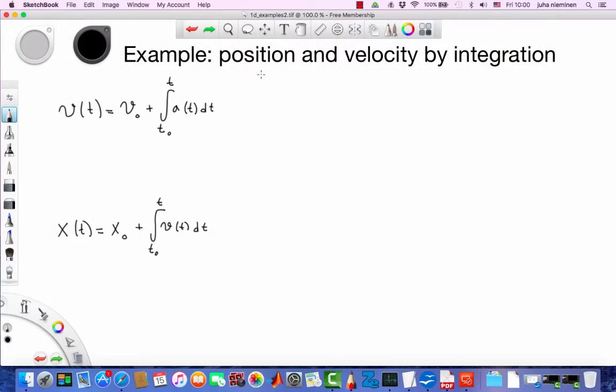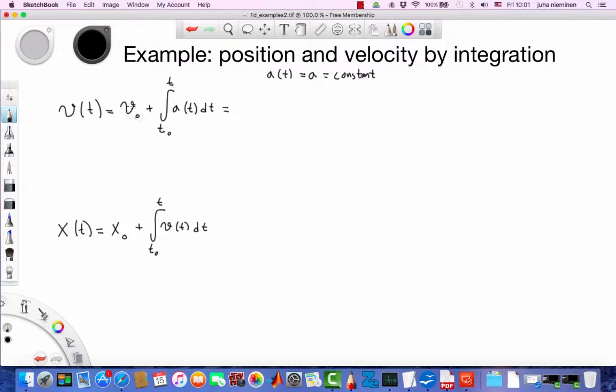As I promised, here's an example of how we can use these integration formulas to our advantage when we're trying to find velocity and position when we know our acceleration. So in this example, we'll consider a simple case that the acceleration is constant, so it doesn't depend on time. And we'll start by evaluating what is the velocity in that case.